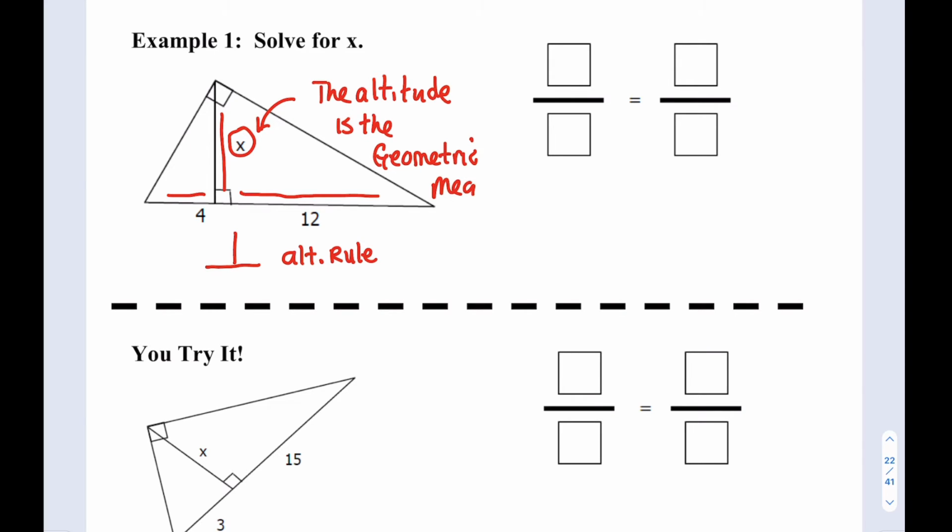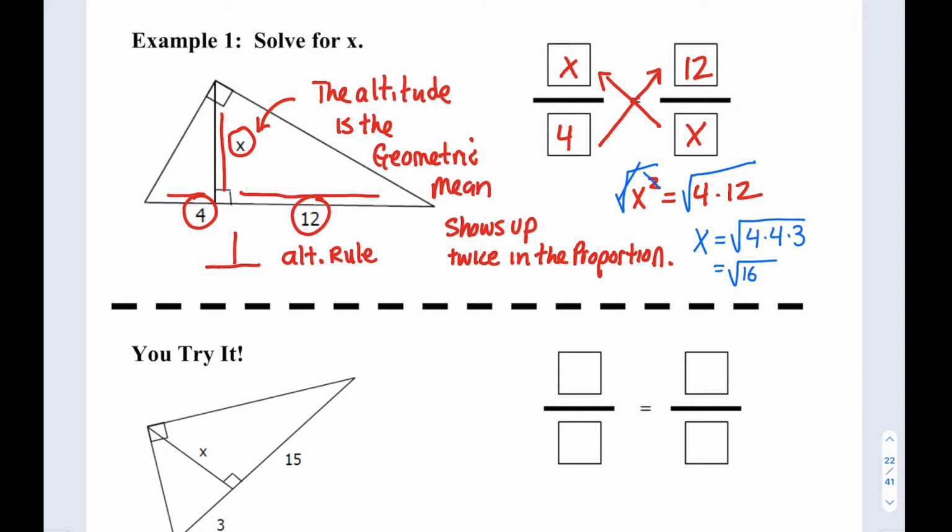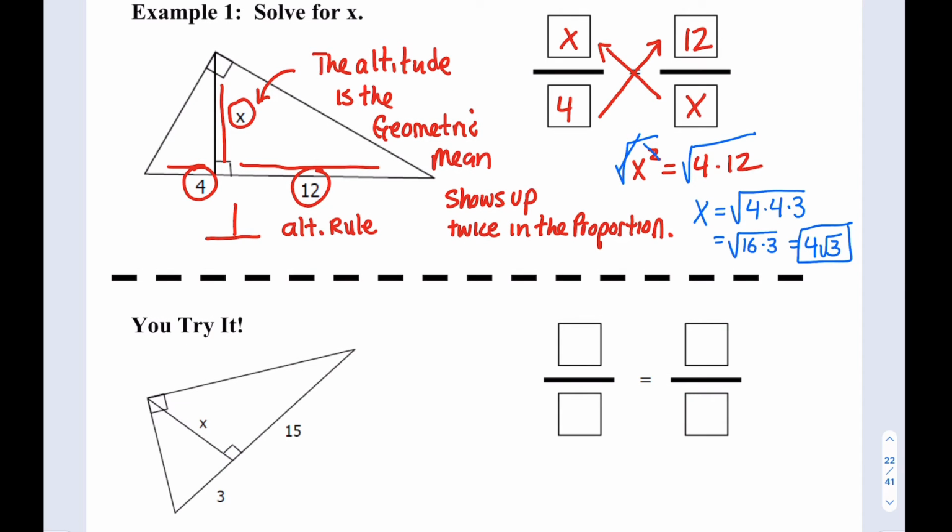So when we know which part is the geometric mean, since the altitude is the altitude rule, put it twice. The other two parts, which are 4 and 12, will be filling into the rest of the proportion. It really doesn't matter which one you put on the top and which one you put on the bottom. Once we cross multiply, it'll work out to the same equation. X squared equals 4 times 12. And taking the square root of both sides, we actually can factor 12 into 4 times 3 and get a perfect square out of that. So 4 radical 3 winds up being the simplified answer.